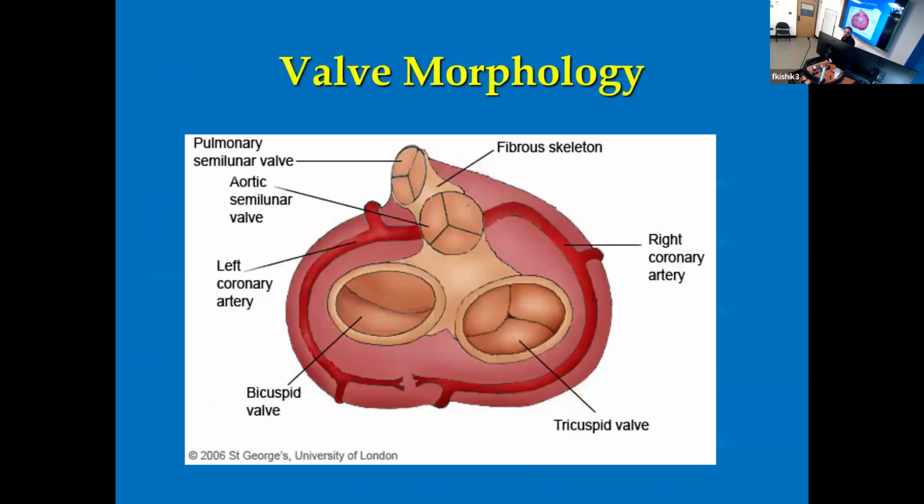Regular heart flow, the valve morphology, what it should look like. So this is a cross section, I guess we're looking at it from the top. This is the left side, this is the right side. Left ventricle, right ventricle. Your aortic valve should look like a Mercedes-Benz sign.